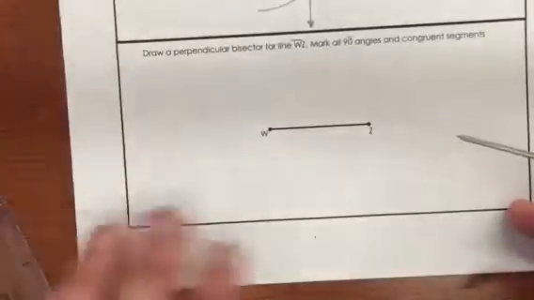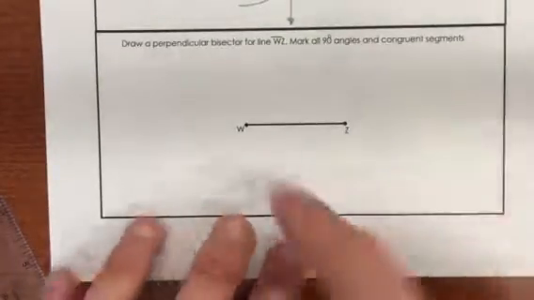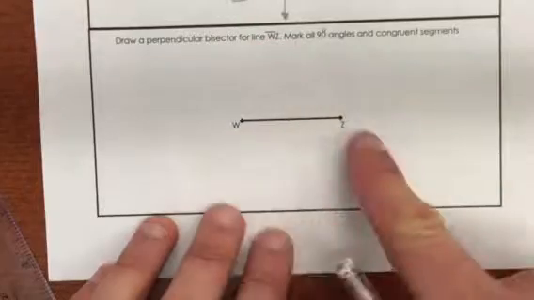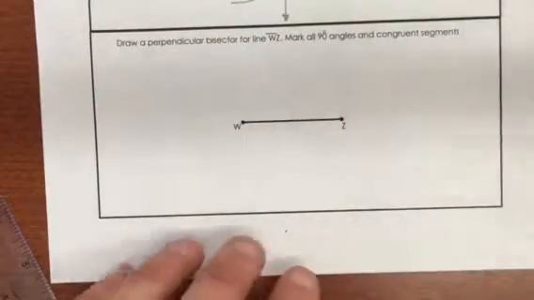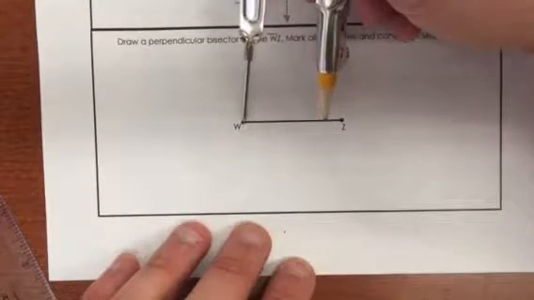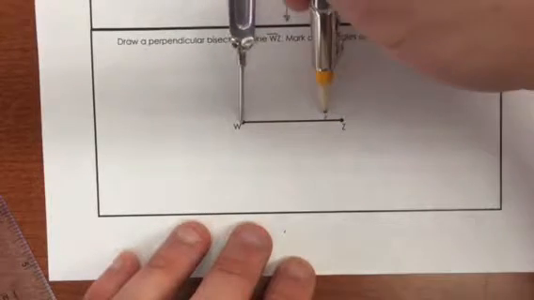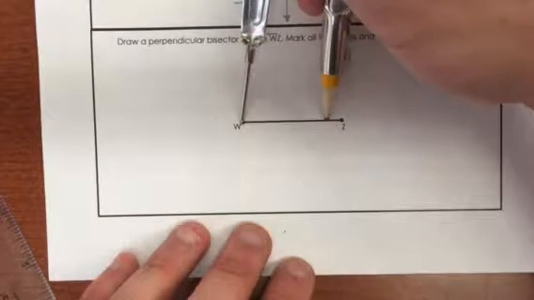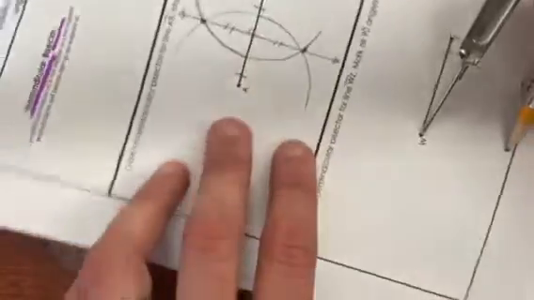Let's try it one more time, just in case you're not sure you got it. We're going to draw a perpendicular bisector of WZ this time, and then mark all 90-degree angles and congruent segments. So once again, 3 steps. Step 1, you take your compass, you put the middle point on point W, and open up a little more than halfway. Any more than halfway, right here is fine. We're going to turn our paper now and draw a semicircle.